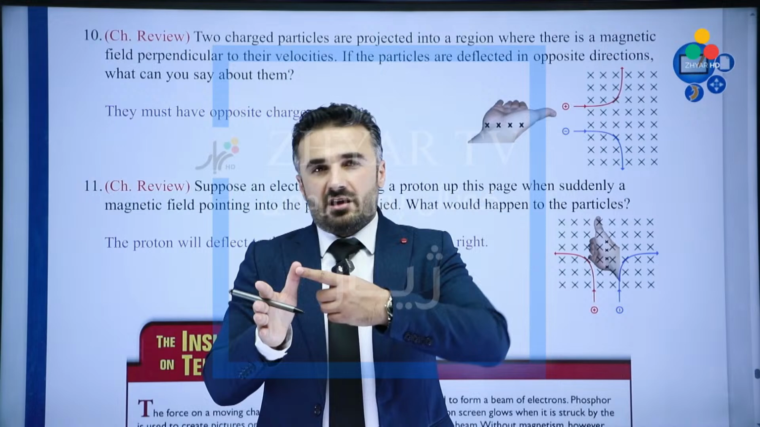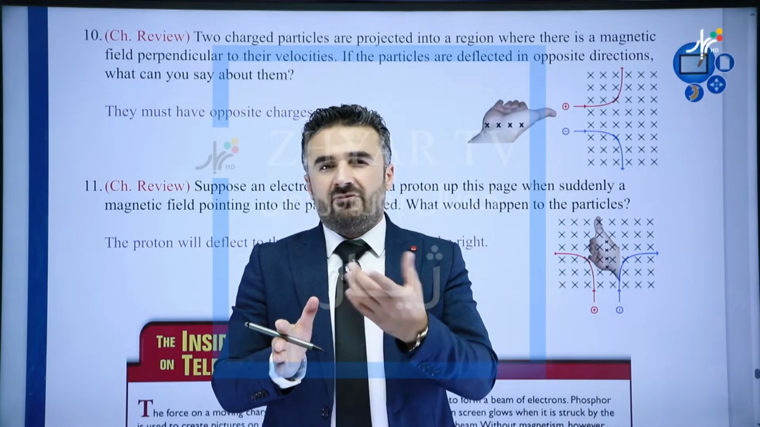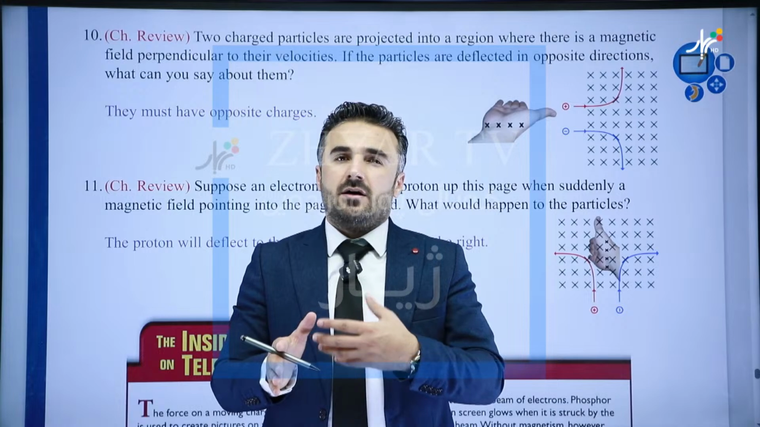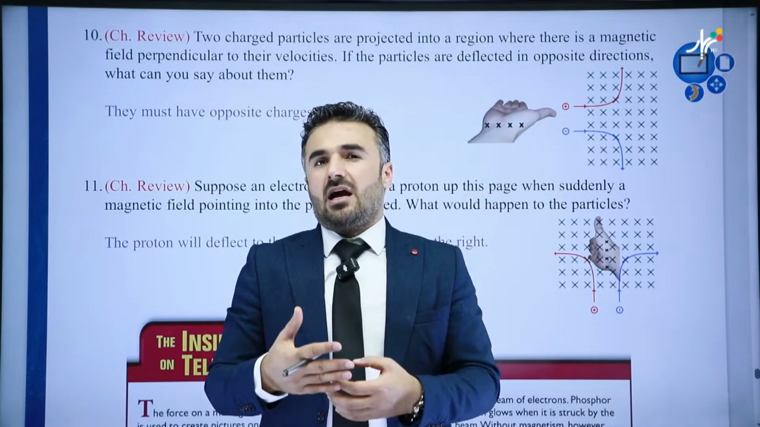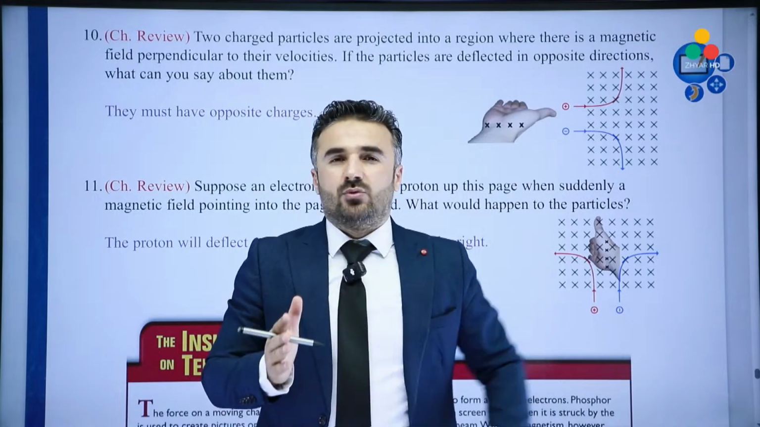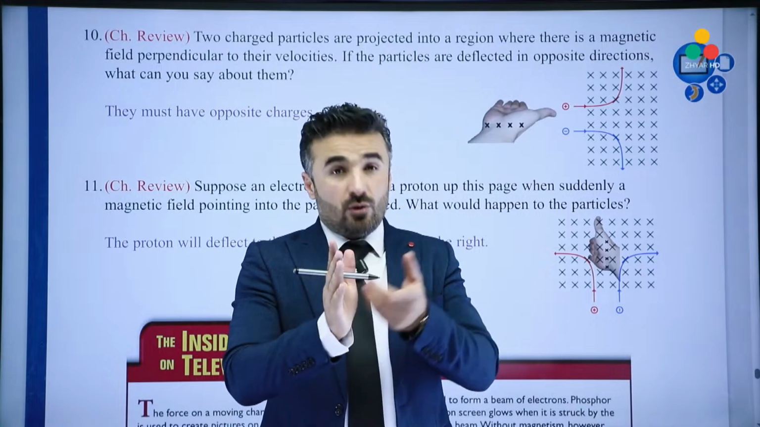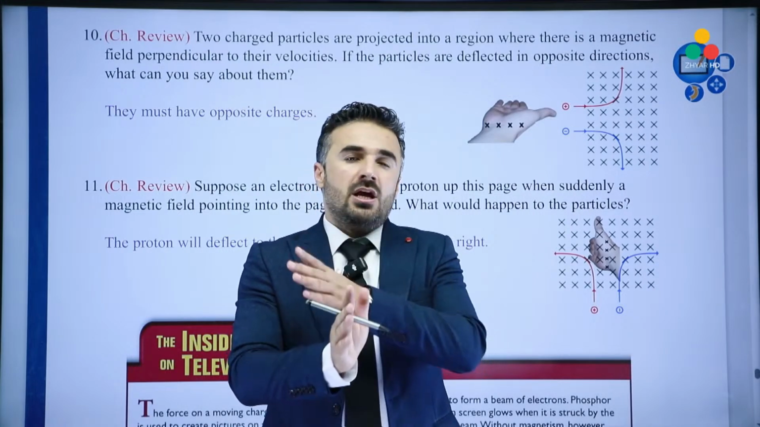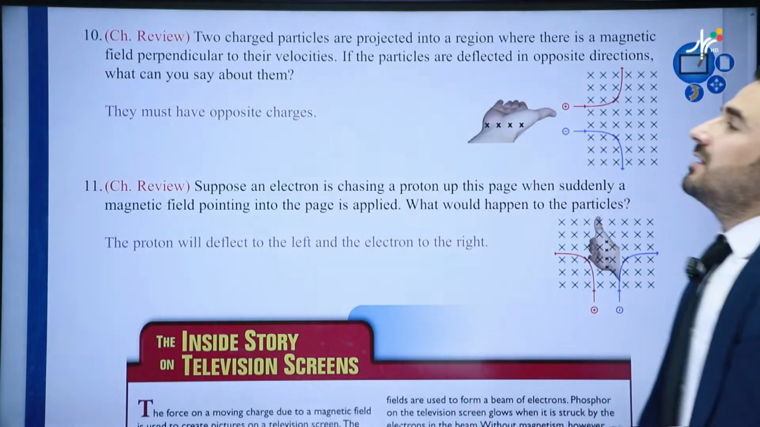So we said the thumb represents the direction of the motion, or the velocity. Your fingers would represent the direction of the magnetic field, and then the palm or the back of your hand represents the direction of the force, either on a proton, or positive charge, or on a negative charge. Okay, and then we ended up at this point right here.